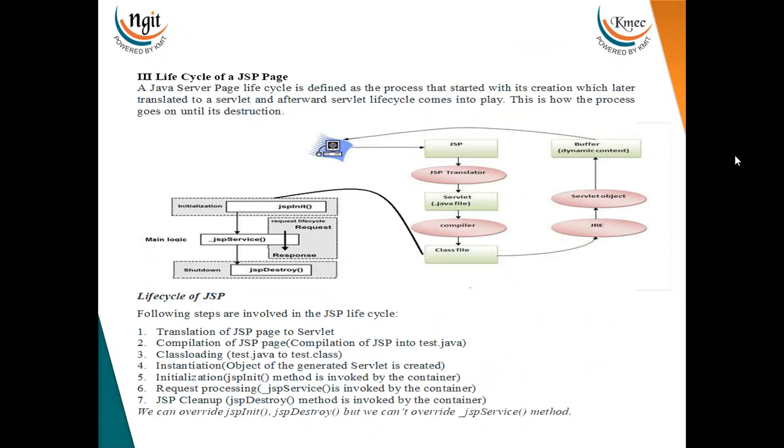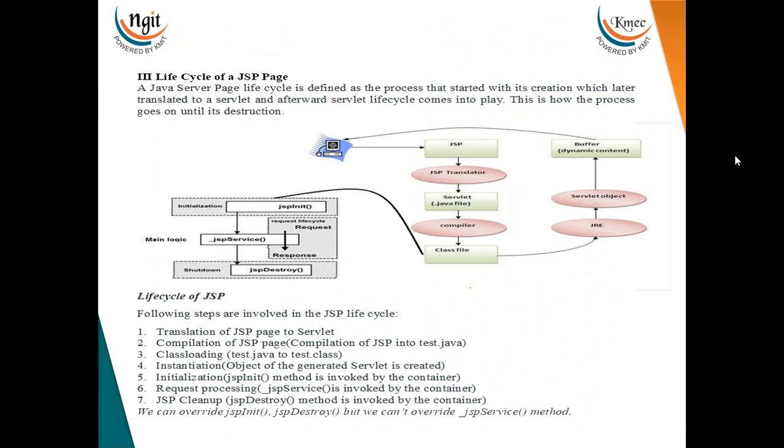The life cycle of a JSP page is defined as the process that starts with its creation, which is later translated to a servlet, and afterwards the servlet life cycle comes into play. This is how the process goes on until its destruction. We already know about the servlet life cycle. Here, when the request is given, it starts with the creation of a JSP. Then it is translated to the servlet.